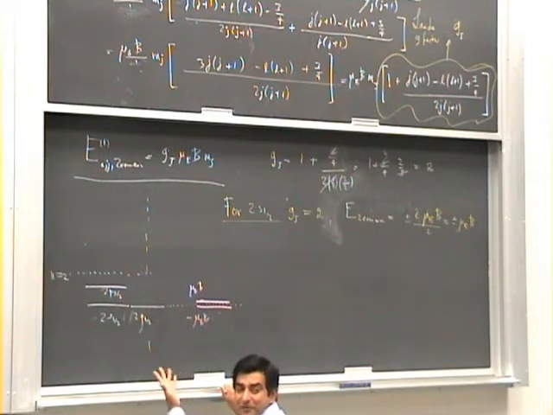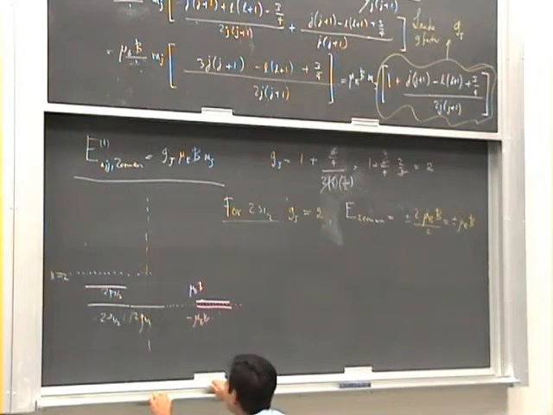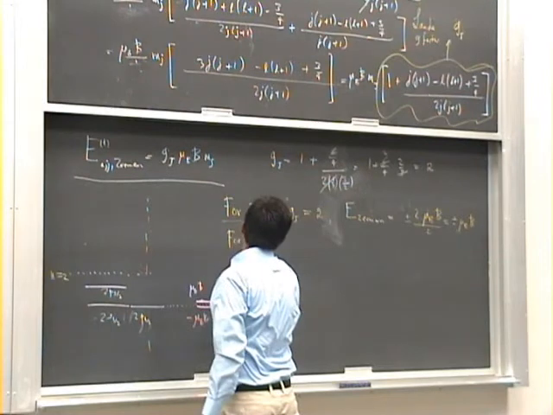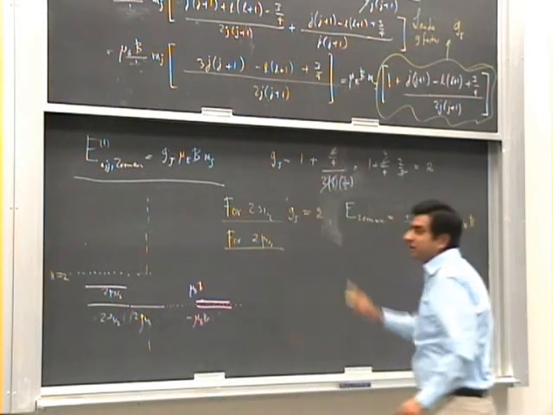Gj is giving the amount of splitting. Let's look at this level. How does this level split? The 2p half level. For the 2p half level, we would like to find out the value of Gj.